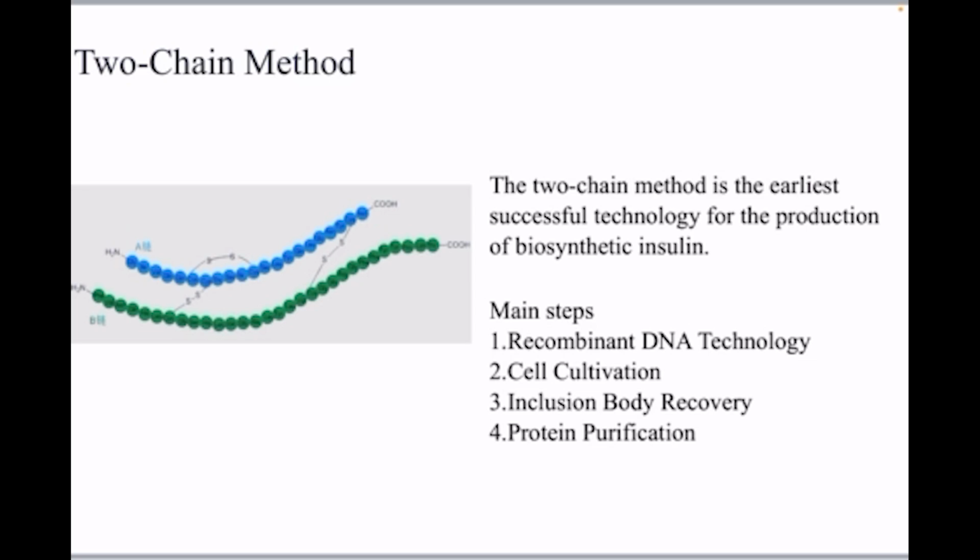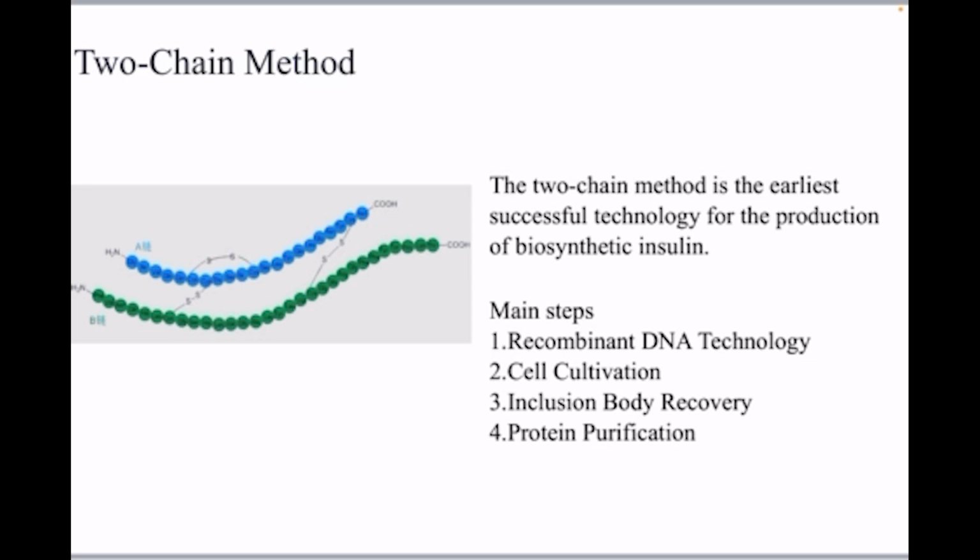Recombinant DNA technology. The genes for the A chain and B chain of insulin are separately cloned into E. coli using recombinant DNA technology. These genes are designed to be fused with beta-galactosidase, forming a fusion protein. Cell cultivation. The transformed E. coli is cultivated in a fermenter to produce a large quantity of the fusion protein.